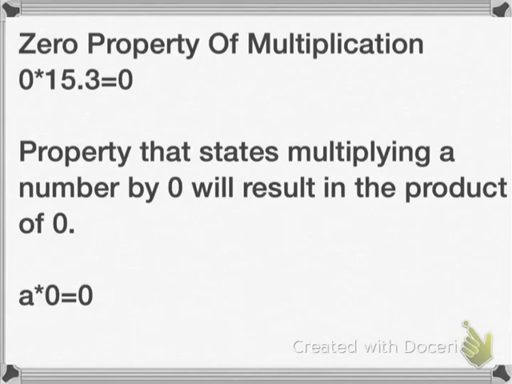Zero property of multiplication. Property that states multiplying a number by 0 will result in the product of 0.